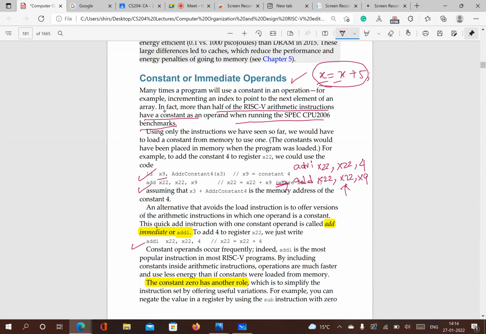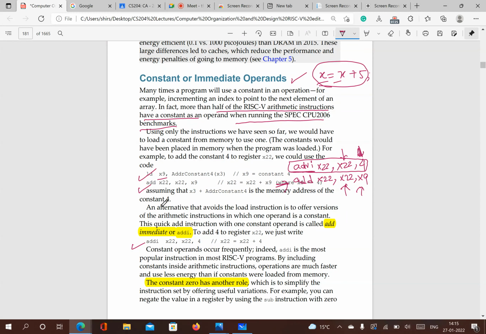Here both operands are registers. Here one operand is a register, and the other operand is a constant. So this is called an immediate instruction. This immediate instruction is very, very helpful when you design assembly language or write an assembly language program. So this 4 is written within the instruction. It's not the case that for this 4 you have to go to memory and fetch the data.